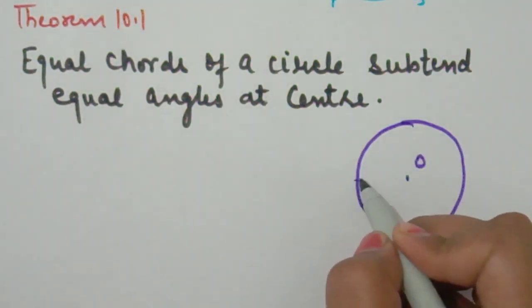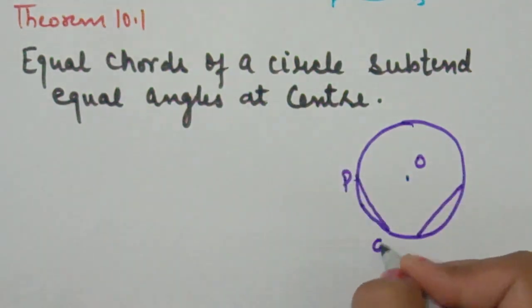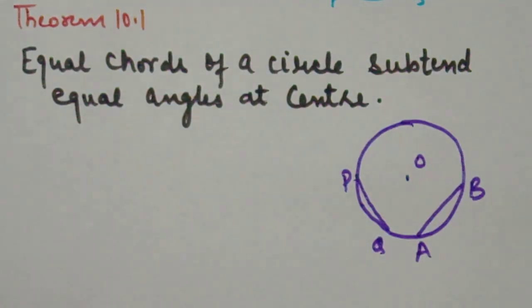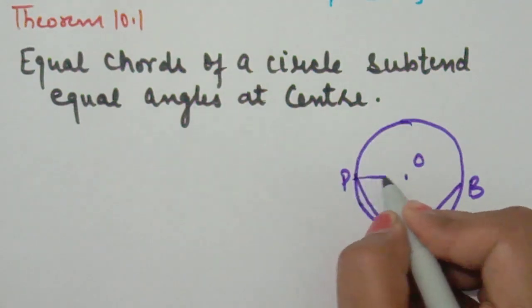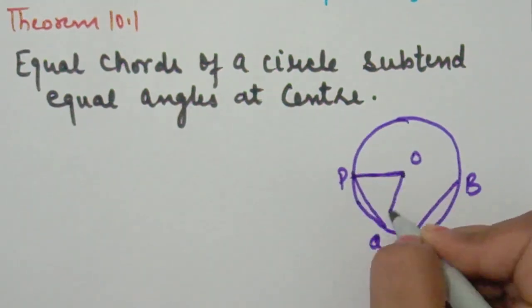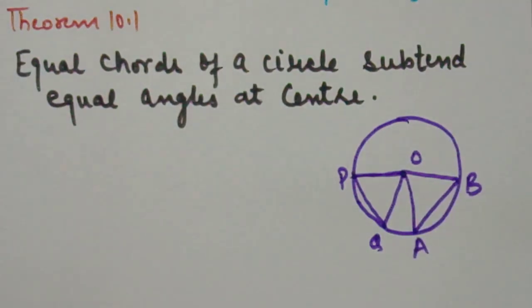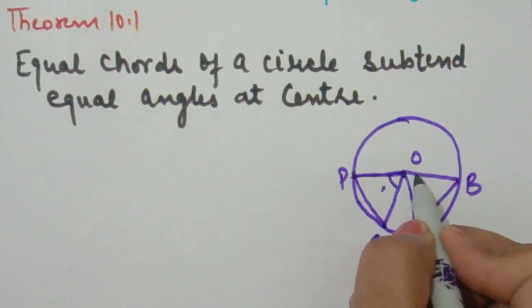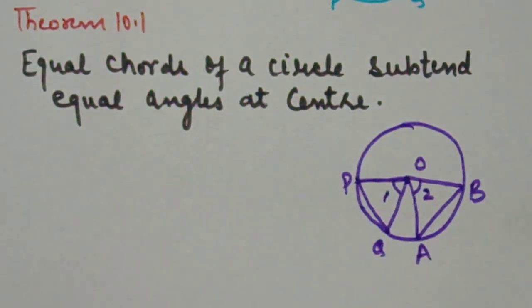We have two different chords, PQ and AB, and they are equal according to the given statement. These two angles are made at the center of the circle. This is angle 1, this is angle 2. We will mark them as 1 and 2.